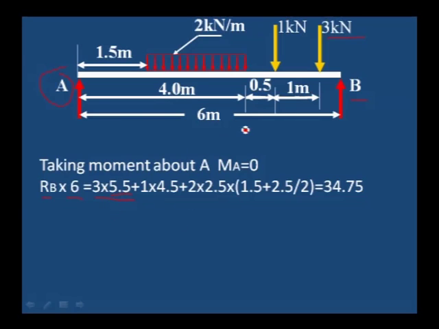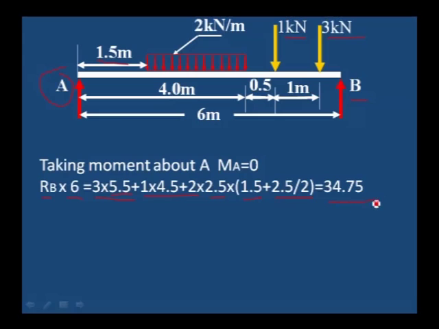5.5 is the distance, and 3 kilonewton is the magnitude of the load, plus 1 kilonewton into distance, 4 plus 0.5, 4.5, 1 into 4.5, and then 2 kilonewton per meter. The 2 kilonewton per meter uniformly distributed load into distance 2.5. That is 2 into 2.5 is the total load acting, into the distance from A to the center of the uniformly distributed load. The center of the uniformly distributed load is 1.5 plus the center of UDL, that is 2.5 divided by 2.